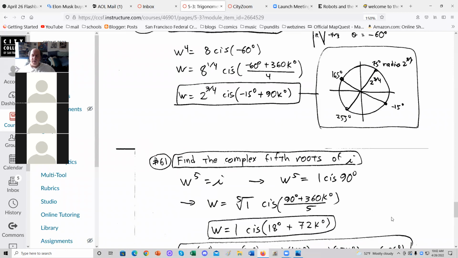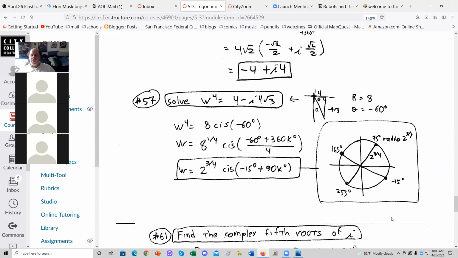How did you get the 2 to the 3/4? How do I get 2 to the 3/4 and 8 to the 1/4? Yeah. 8 is 2 to the 3rd. Oh, okay. So 2 to the 3rd to the 1/4, you multiply the exponents, 2 to the 3/4. Okay?